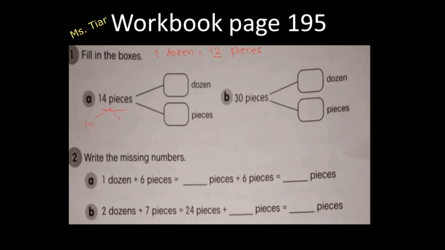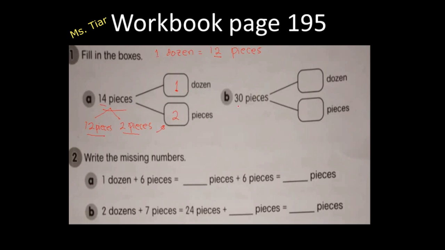We have 12 pieces, and then we need to find the rest of the pieces. 14 minus 12, we get 2. 12 pieces equals 1 dozen. Of course, now we put it here, 1 dozen, and then the rest of the pieces, we put it here. So in 14 pieces, we have 1 dozen and 2 pieces.